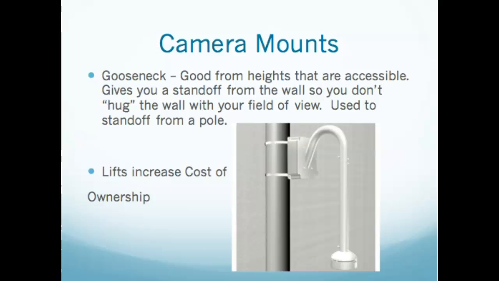A gooseneck mount on a pole on the outside does just that. It gives you a standoff so that you don't hug the wall, so that your hand is not against your nose and you're trying to see around it. You just need a slight standoff, and that's what a gooseneck does. It also drops the camera down height-wise just a little bit, and it keeps the camera from being strapped directly to the pole, right? So goosenecks have their place, but oftentimes people put these on poles outside and they put them up too high.